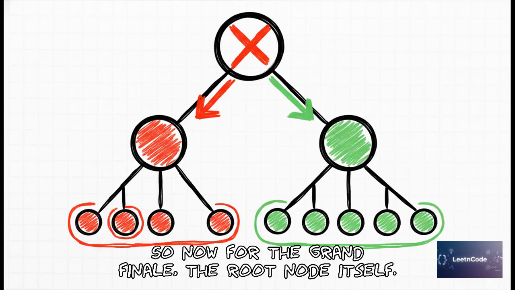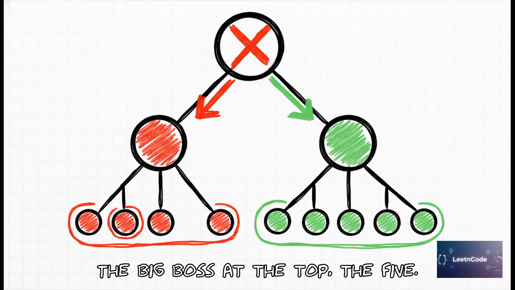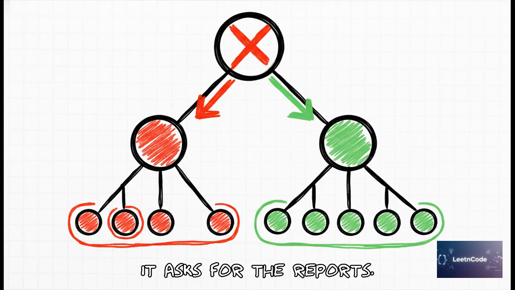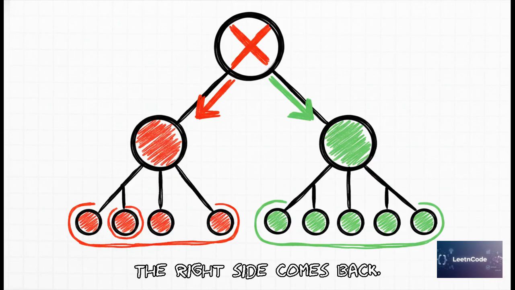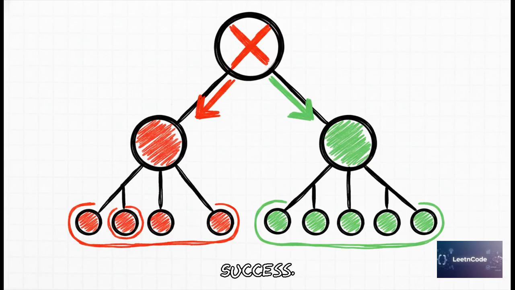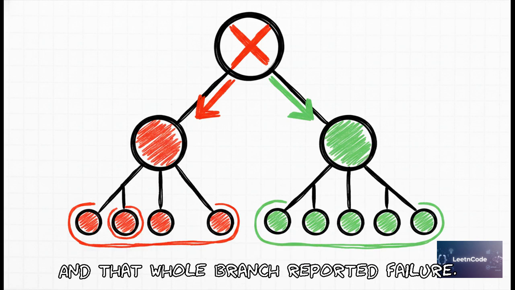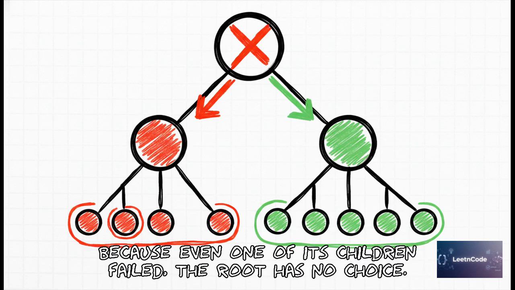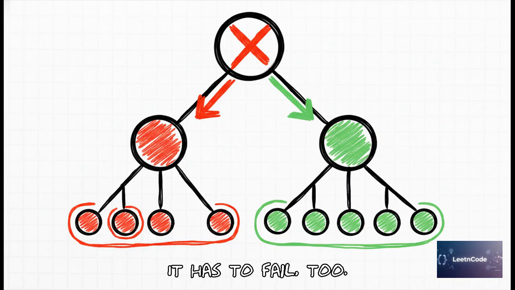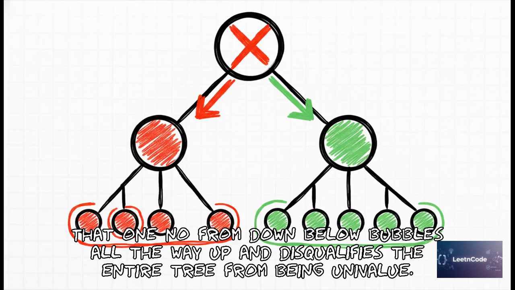So now for the grand finale, the root node itself, the big boss at the top, the 5. It asks for the reports. The right side comes back: all good down here, boss. Success. But then it looks at the left side, the one that started with that node 1, and that whole branch reported failure. Because even one of its children failed, the root has no choice. It has to fail too. That one no from down below bubbles all the way up and disqualifies the entire tree from being Univalue.